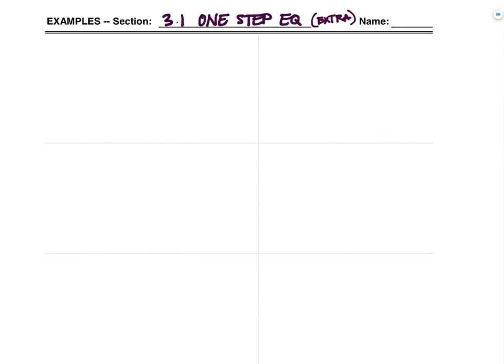This is our extra example problems assignment. So please go ahead and label this in the example section for 3.1 one-step equations. This again is the extra example problems. Please also add your name to this and we will staple it to our assignment that we had done previously.